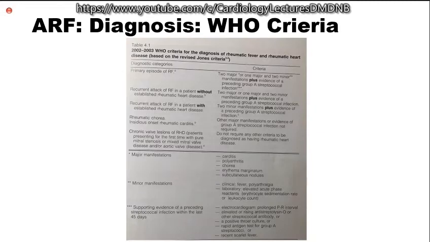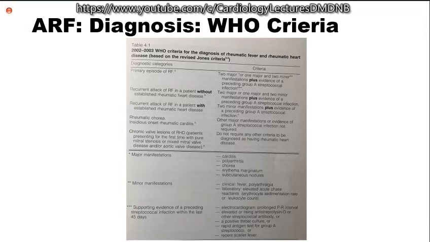When it comes to WHO criteria, there's a bit of a confusion. WHO has brought out the criteria, the latest being 2002-2003, and after that our knowledge about acute rheumatic fever has significantly gone up, especially with the availability of echocardiographic examination to detect clinical as well as subclinical carditis in patients with acute rheumatic fever. So how to diagnose a primary episode of rheumatic fever?